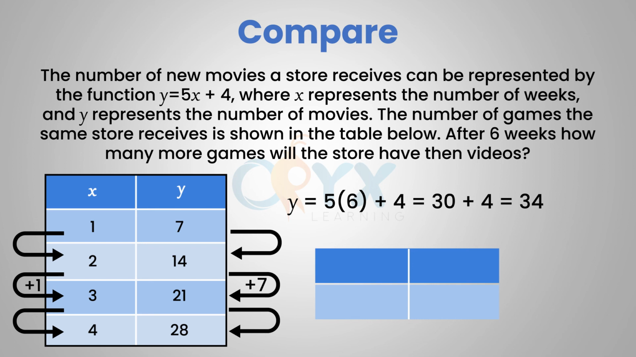If I continue the chart to 5 and 6 for x values, increasing the x values by 1 would increase the y's by 7. So 28 plus 7 would get me to 35, and 35 plus 7 would get me to 42. So at 6 weeks in the table, we would be at 42. So what is the difference between 42 and 34? Well, 42 minus 34 is 8.